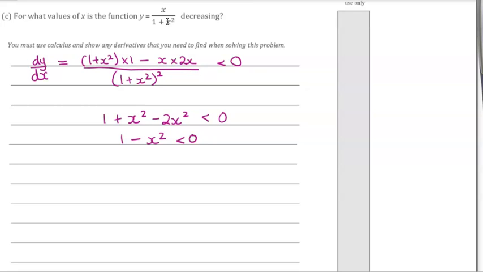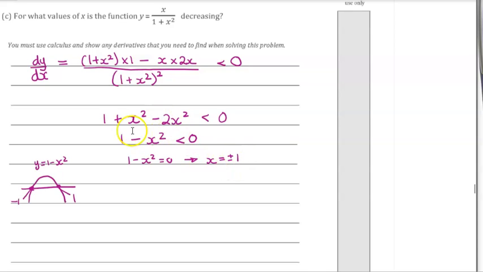And as we go through solving that, we get 1 minus x squared is then less than 0. If we're thinking about it in equals terms, if we were to set that equal to 0, we'll get x equals plus or minus 1. So this gives us the critical points. We just need to figure out which side of plus and minus 1 we need to be.